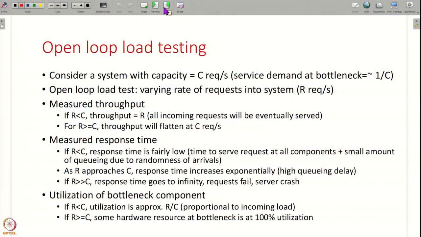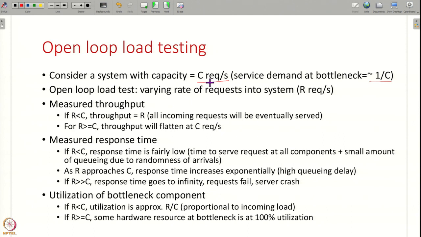So, now let us see what performance numbers we expect in an open loop load test. Let us begin with an open loop load test. Suppose you have a system with a capacity of C requests per second. Where is this capacity coming from? At the bottleneck component, the service demand is roughly 1 by C. Roughly every request is taking 10 milliseconds to process at the database. Therefore, your database is able to handle 100 requests per second. We have seen this in the previous lecture.